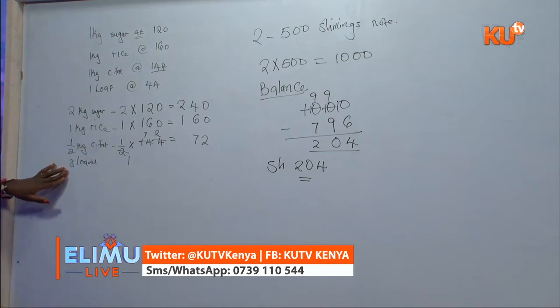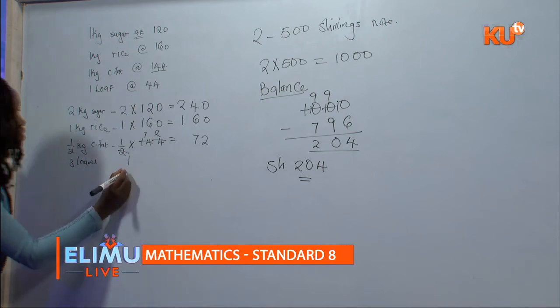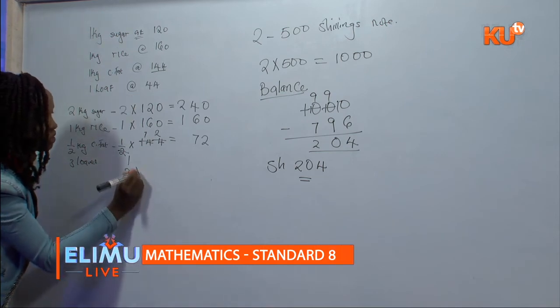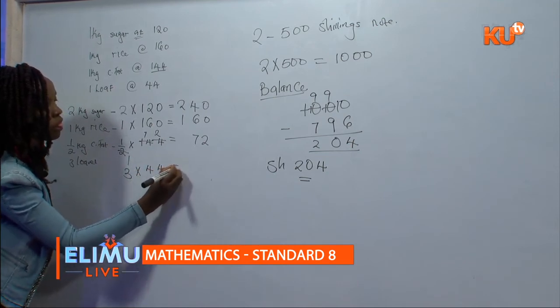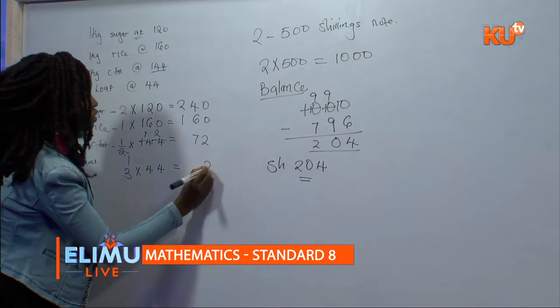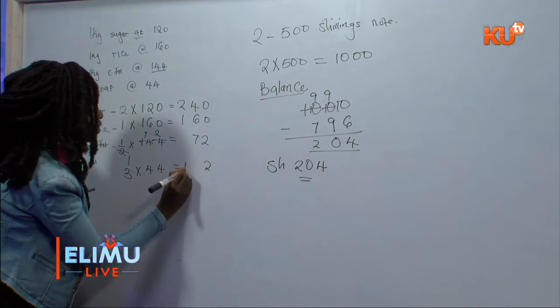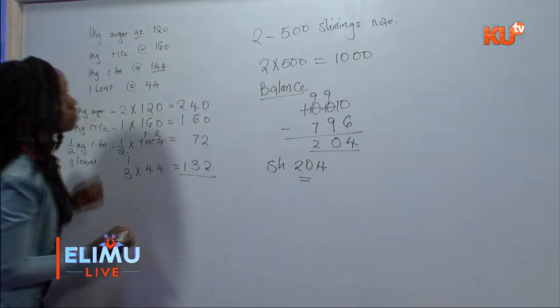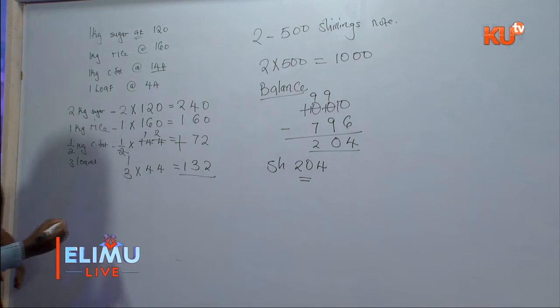Then 3 loaves of bread. A loaf costed 44 shillings. So it is 3, the number of loaves bought, times the cost of 1, which is 44. 4 times 3 is 12. So I write 2, I carry 1. 4 times 3 again is 12 plus 1, 13. 132 shillings. Then we add to get the total.